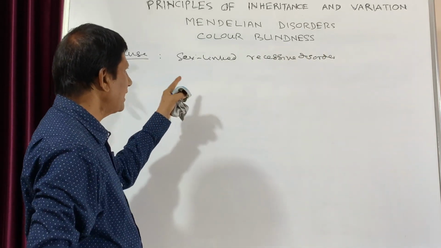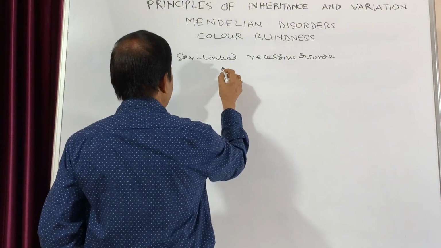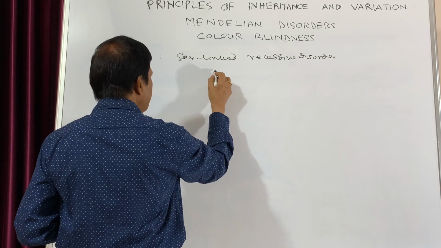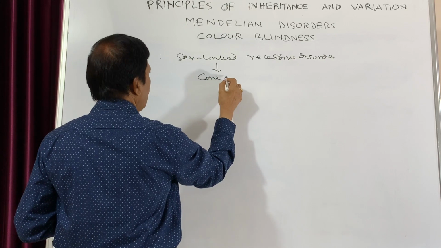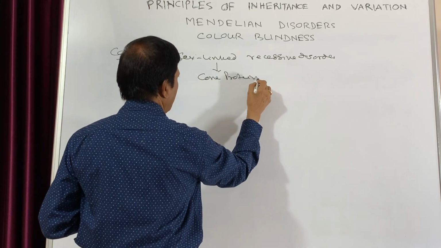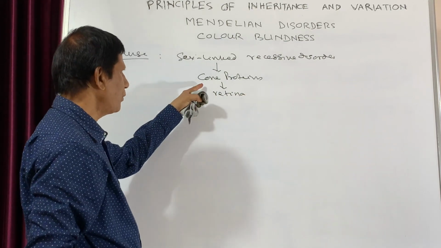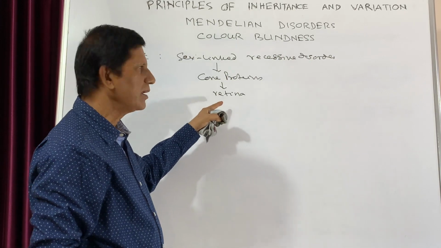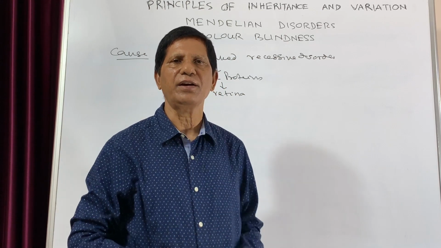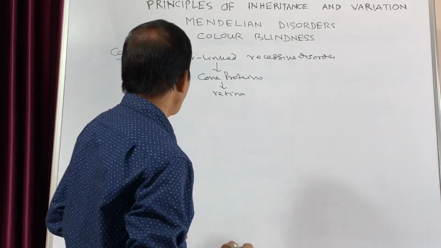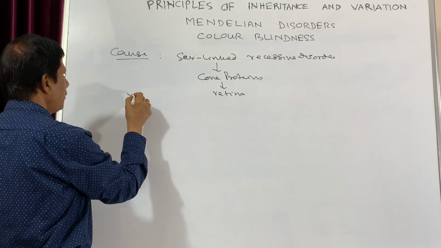And in this sex-linked recessive disorder, what happens? When this gene is defective, it doesn't allow the synthesis of one of the cone proteins required by the retina. Since this protein cannot be synthesized, they cannot distinguish between the red color and the green color. That is the main defect. Since it is present in a sex chromosome, usually it is located in the X chromosome.